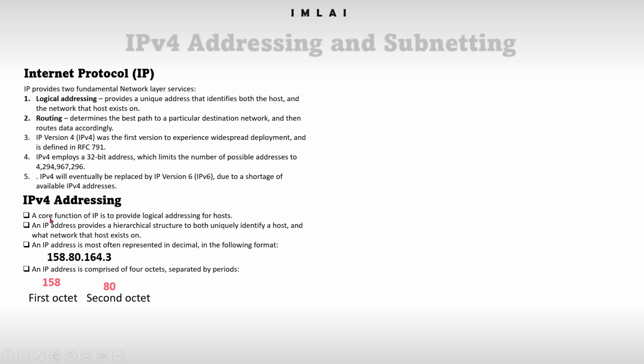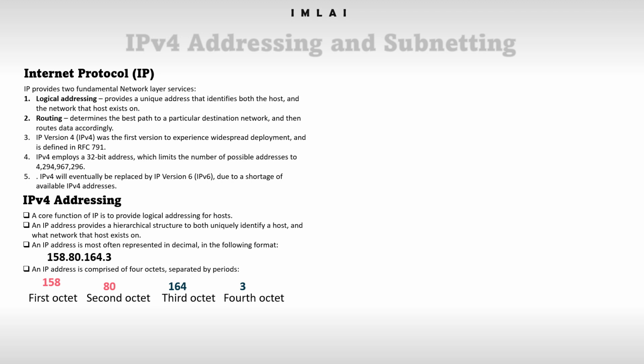Now the above IP address can be represented in binary. Here the first octet is 158, the second octet is 80, the third octet is 164, and the fourth octet is 3. So this is how it looks, and it consists of 4 octets, and in total it's 32 bits. I will show you how it is 32 bits. This is in decimal notation.